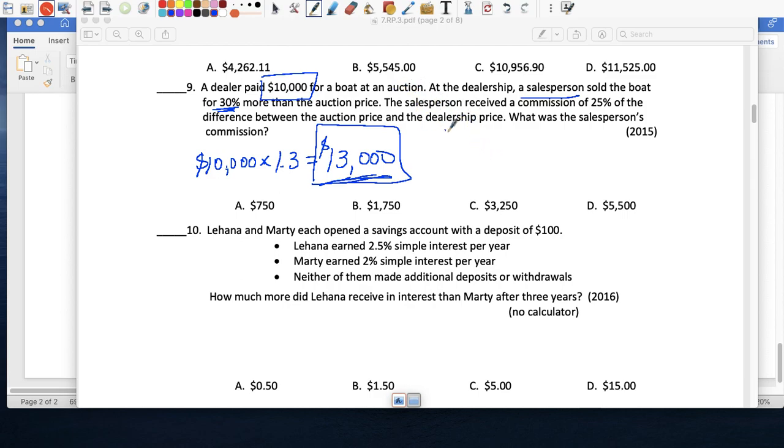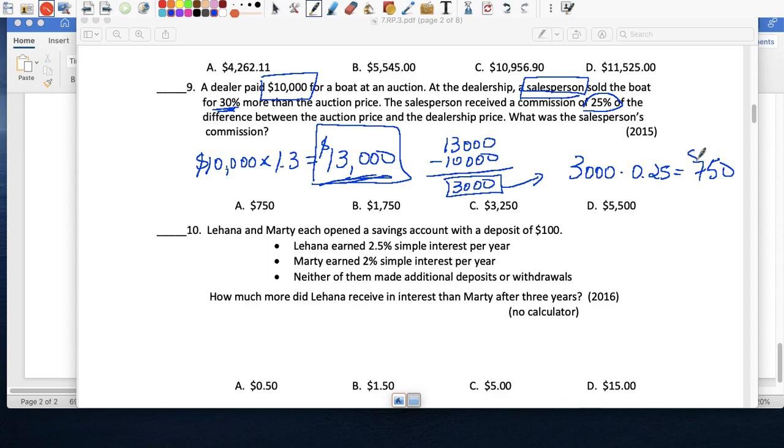Now, first of all, you're not making 13,000. You bought the boat for 10, you sold it for 13, so you made a profit of $3,000. But out of the $3,000, you've got to pay your salesperson. And for some reason, your contract says that you're going to pay your salesperson 25% of 3,000. So 3,000 times 0.25, and your salesperson makes $750. Okay, so not that it's a hard question, but it's complicated to understand, I think.